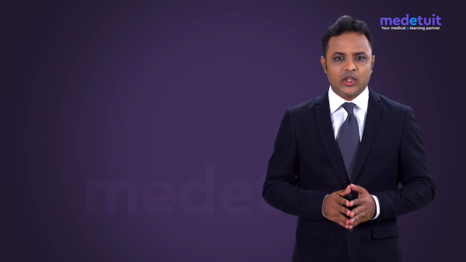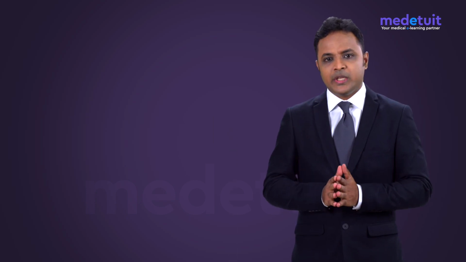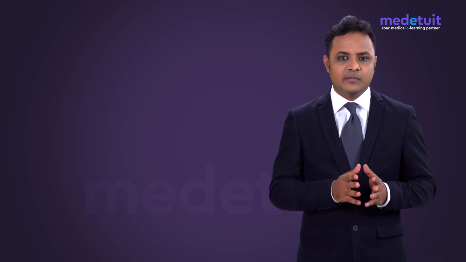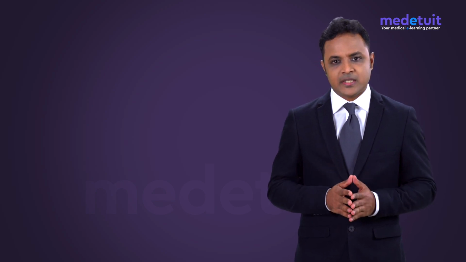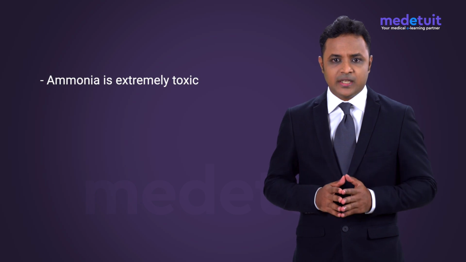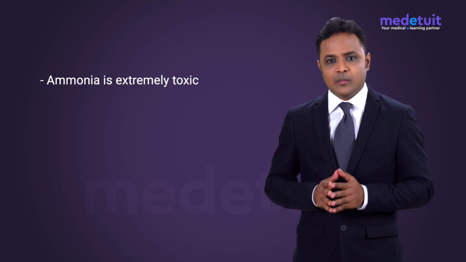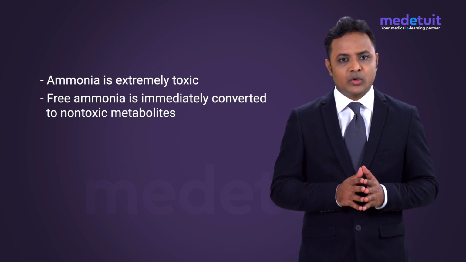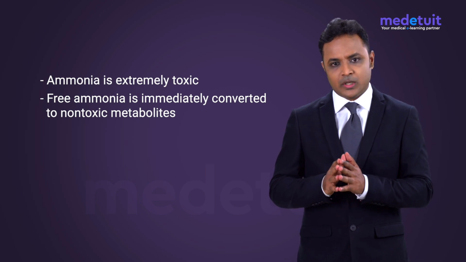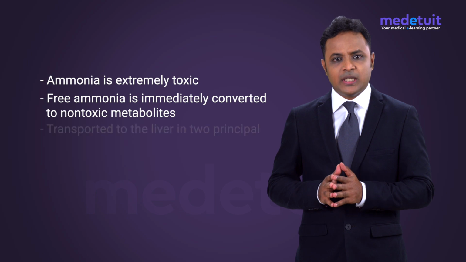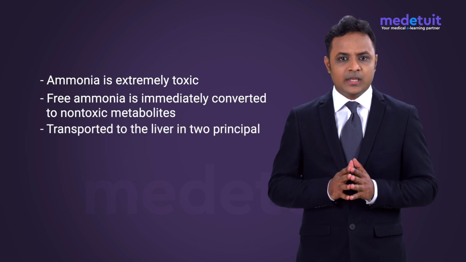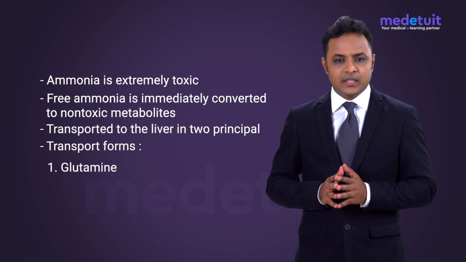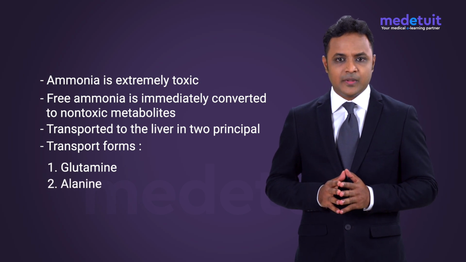The metabolic fate of ammonia. Ammonia that is formed by transamination and deamination reactions is highly toxic in nature. Therefore, this ammonia is immediately converted to non-toxic metabolites before it can be transported to the liver or kidney. It is transported in two forms. One is glutamine and the other is alanine.